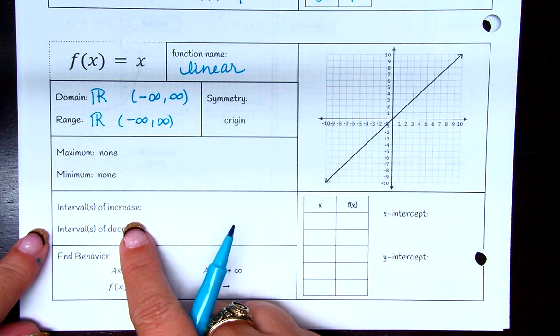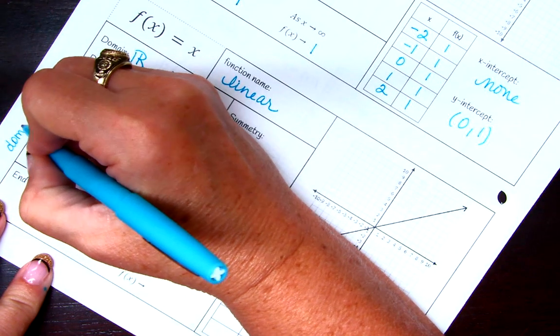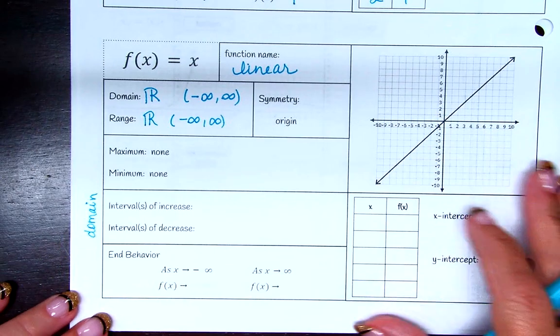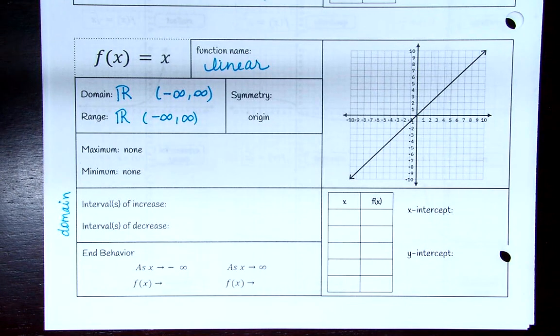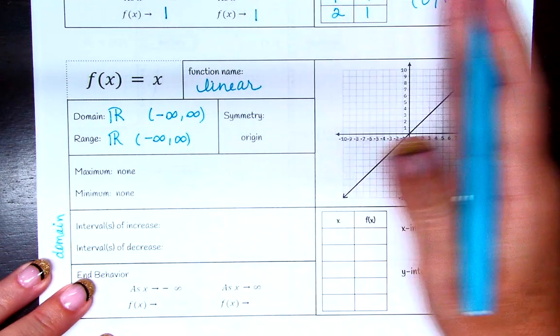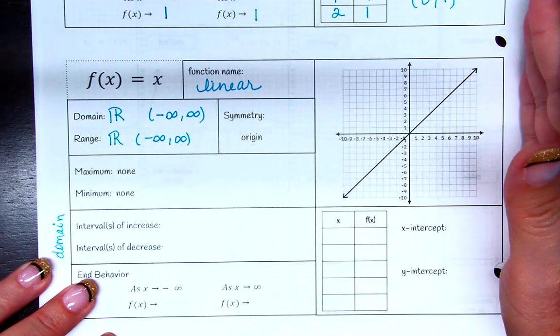When we're talking about intervals of increase and decrease, the first thing I want you to write right here is domain. Because when we're talking about intervals of increase and decrease, we're saying on which part of the domain is it increasing, which part of the domain is decreasing. Okay? We're talking about from left to right. I start on the left side of the graph and I move to the right side of the graph.